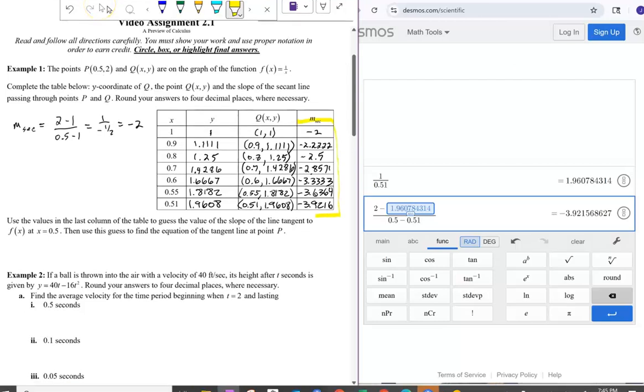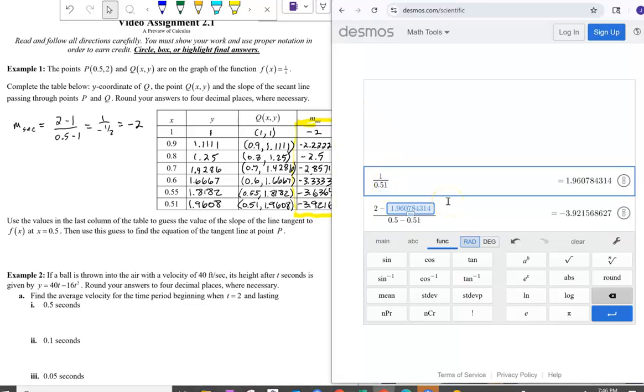So now we're going to look at this column of values and decide if we think that these numbers are approaching a specific number. And if you're not totally convinced, you can choose values even closer to 0.5 for x. In other words, we can come over here, instead of 0.51, maybe put 0.50001, and then do the same thing here, 0.50001. And if you now look over here at your slope, it sure looks like we're approaching -4.